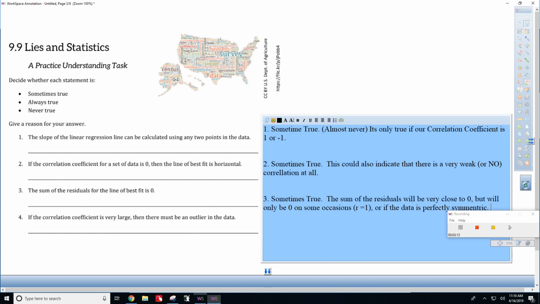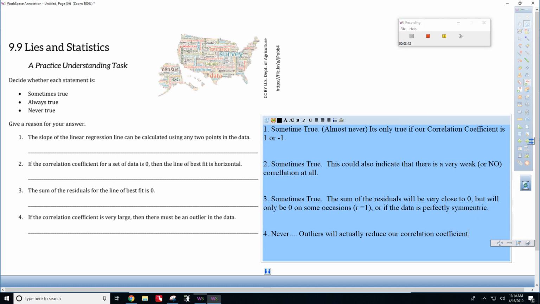4. If the correlation coefficient is very large, then there must be an outlier in the data. Never, I don't think. Outliers will actually reduce our correlation coefficient. And anyway, a correlation coefficient can never be bigger than 1. Truth.